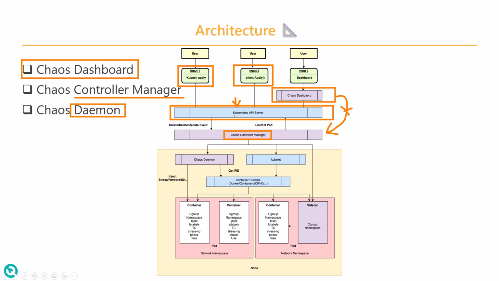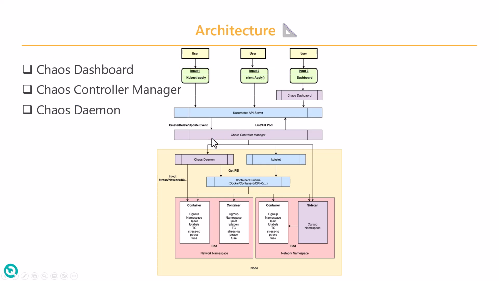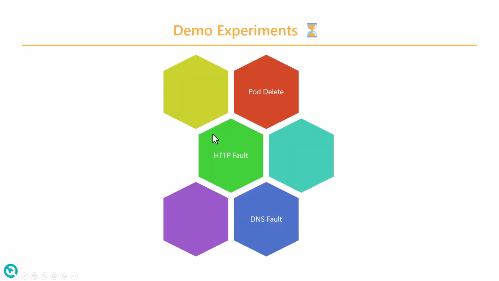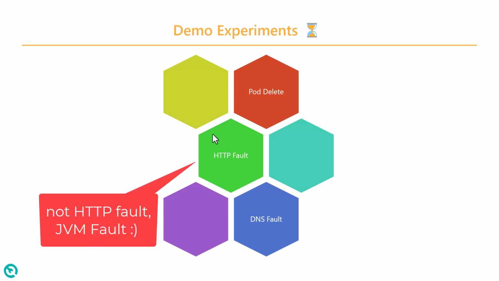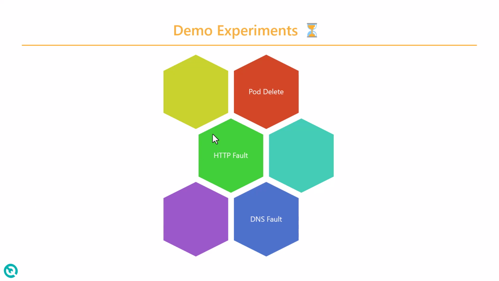The control manager will create or delete or update the events for you. And then it will pass the commands to Chaos daemon. This will be running in every node, and this will take care of your injection. This is the component where it actually does your fault injections. So this is very high level stuff. Now let us quickly see what experiments we are going to see in the demo. Let us start with installing the Chaos Mesh, and then let us do some pod delete, and then let us inject some HTTP faults, and then we are going to inject some DNS faults.